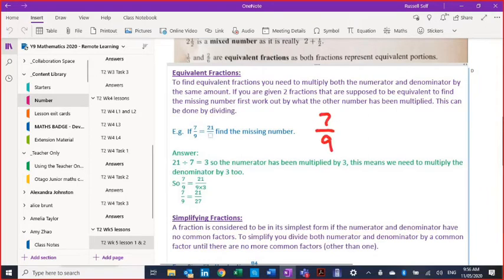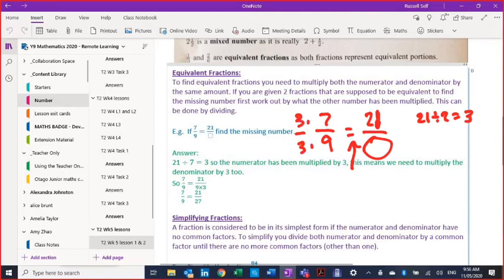So let's just go through the example that she's given you there. So we have 7 over 9 equals 21 over something. Now here we're missing this denominator, right? But because of this equal symbol, we know that these two are equivalent. So I multiplied the 7 by something to get a 21. So 21 divided by 7 is what number? 3.